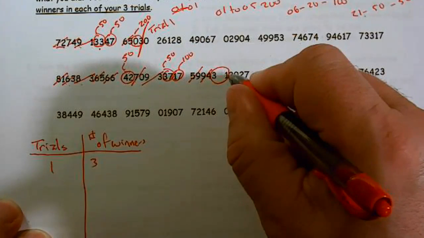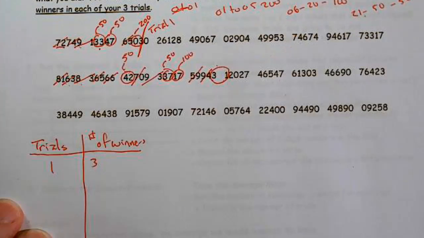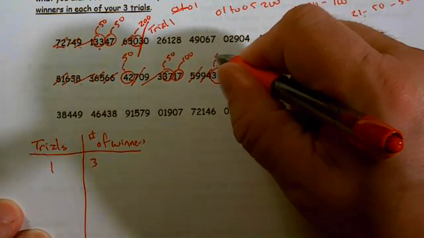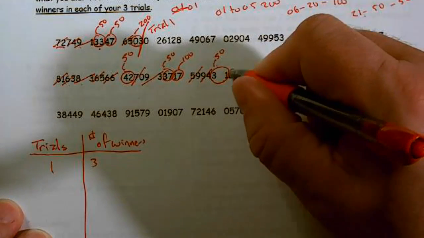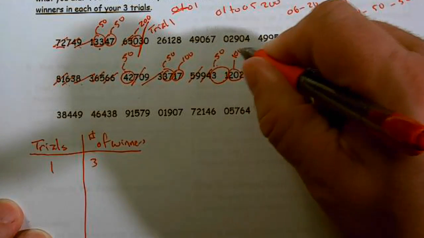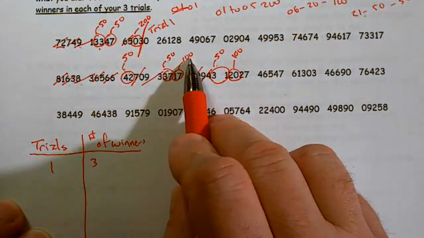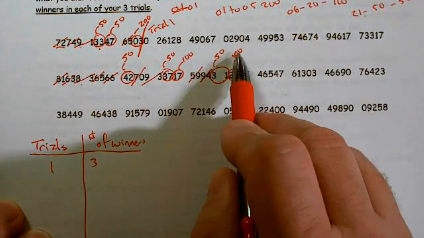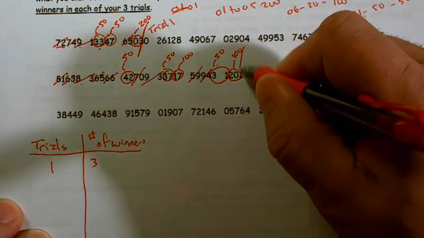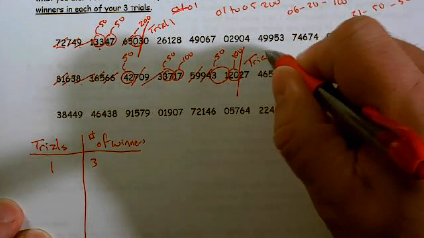31 is a winner. Notice I had to bridge across. They're getting $50. And then 20 is also a winner, and that's a $100 winner. Well, 50 and 50 is 100. Now we're at 200. Now we're at 250. Now we're at 350. All right, so this is the end of my trial 2.